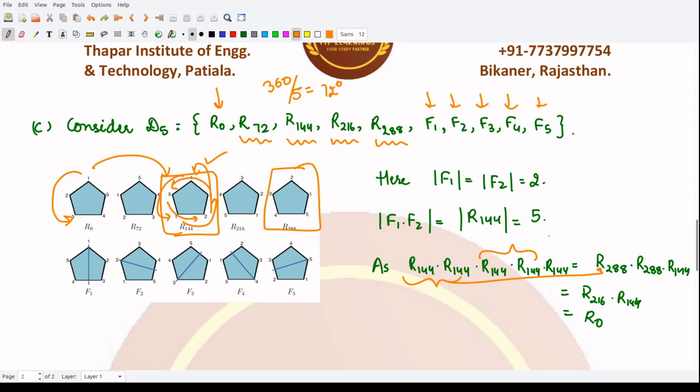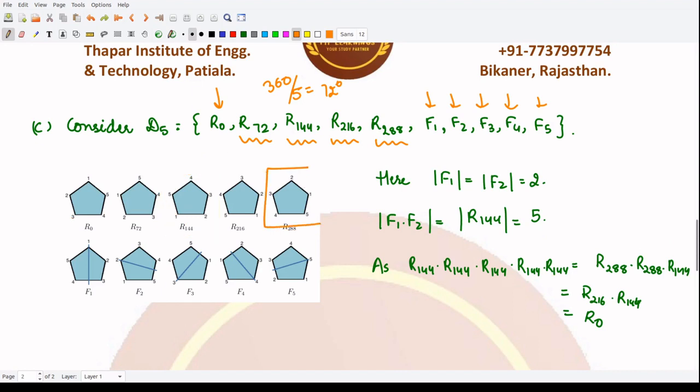Now let's see what is R288 into R288. So this is your R288. We have to apply the same operation on this R288. So first of all, let's identify what is the difference between R0 and R288. So you see, this R288 is nothing but this shifted 1 unit in the clockwise direction. So basically we also have to do the same thing. We have to shift this 1 unit in the clockwise direction, so that we would have 2 here, 1 here, right, 5 here, 4 here and 3 here. Now what is this figure? You can clearly see this is the figure R216. Hence you have R216 in place of this R288.